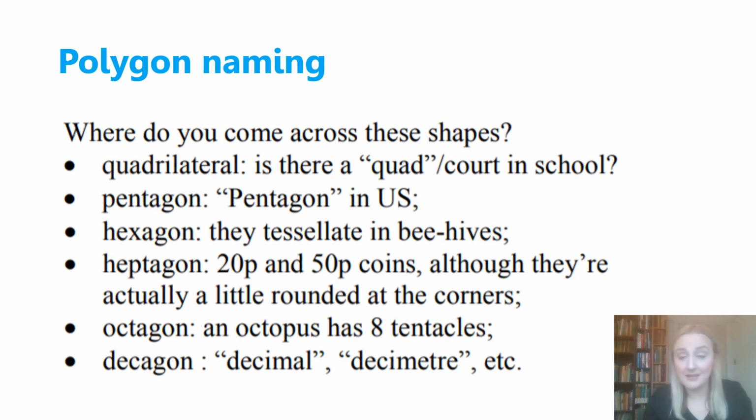Why is it called the Pentagon? Oh, it's the shape of a pentagon. And why was it built like that? Because there's some really interesting stuff about it. So I'm also looking at where do we see hexagons in beehives, because they tessellate, and we'll talk about tessellation later. Heptagons, well, look at a 20p piece and a 50p piece. They kind of look like heptagons, but they're rounded at the corners, so they're actually not polygons, because they haven't got fully straight sides, but they are 7-sided.